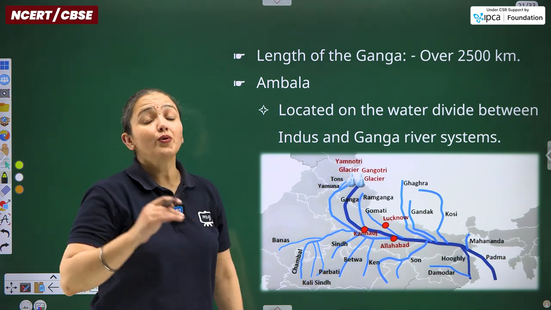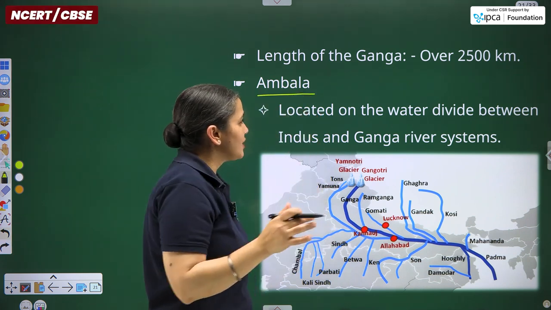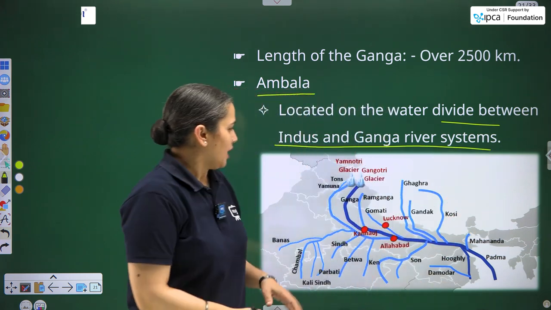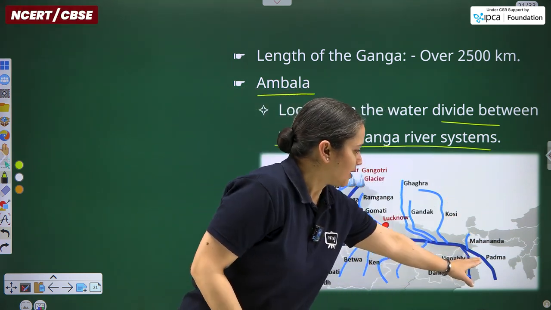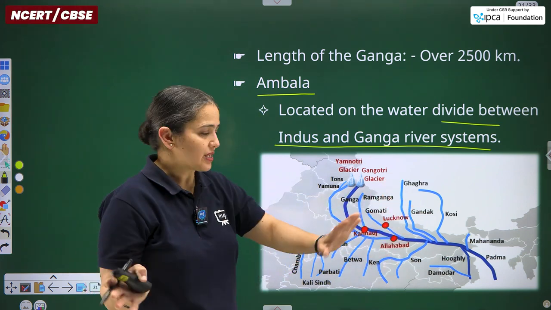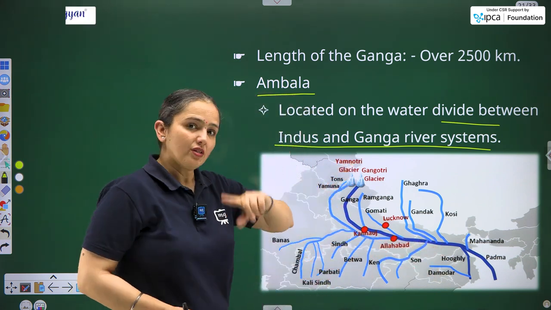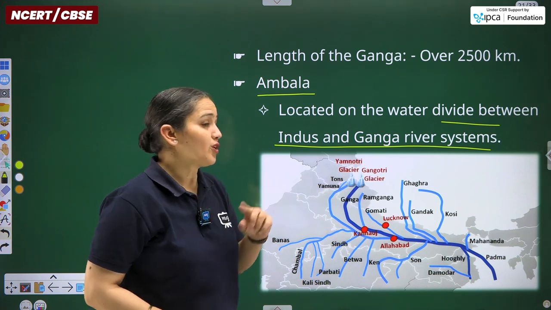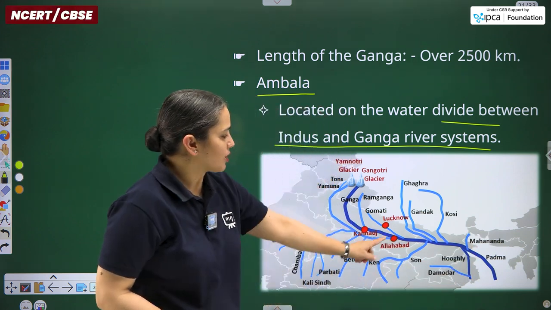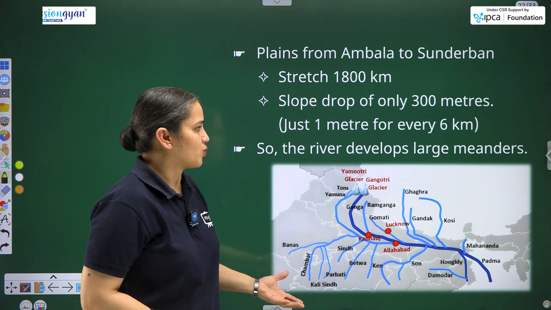Length of the Ganga, over 2500 kilometers, already told you. And talking about this Ambala region, it is located on the water divide between the Indus and Ganga river systems. And this is the entire flow till Bangladesh. You can see these blue lines going all over on the east and west, or left and right side of the main river itself. The Yamuna originates from the Yamunotri glacier, not Ganga, but yes, Bhagirathi and Alaknanda, and they are combining, and this is how the entire flow is there. At Allahabad, the Ganga and Yamuna meet, so a major tributary as well in that case.